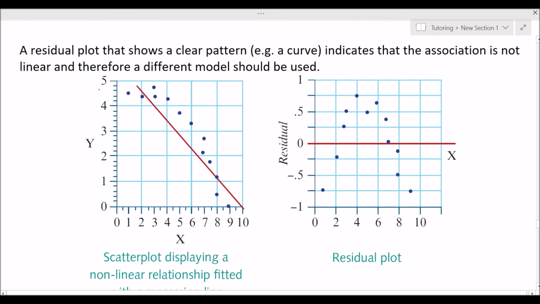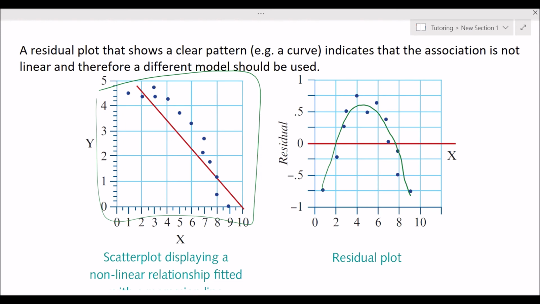Okay, so here's our scatter plot, and you can probably already see that there's a slight curve happening here, but it can be quite hard to spot sometimes. So doing a residual plot, you can see very clearly that there is a curve there. That is not random scatter. Okay, so we do not have random scatter. The residual plot is showing a clear pattern.